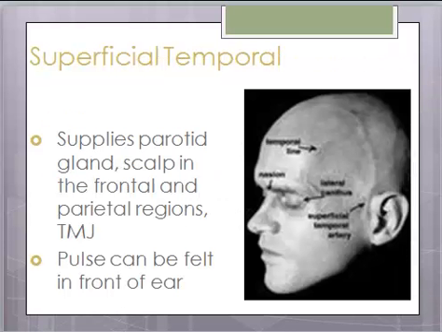So first, the superficial temporal. This will supply the parotid gland, the scalp, and the TMJ with blood. Sometimes you can actually see it on someone if they have a Whipple haircut or they don't have hair. You can see a pulse right near the temporal region, and this is the superficial temporal artery that you can see throbbing in someone's head.